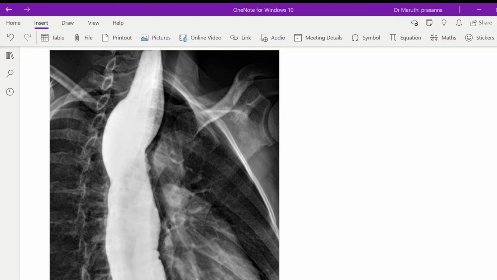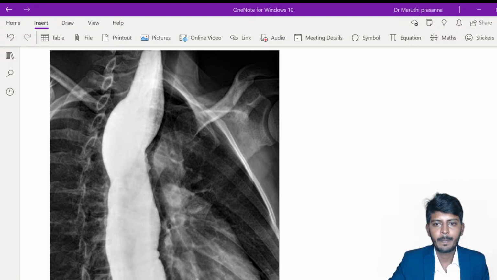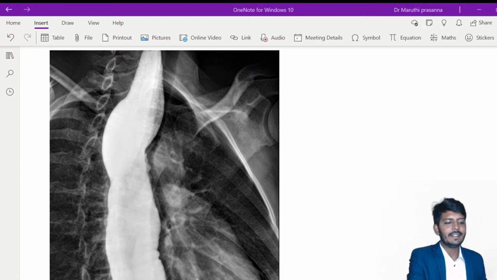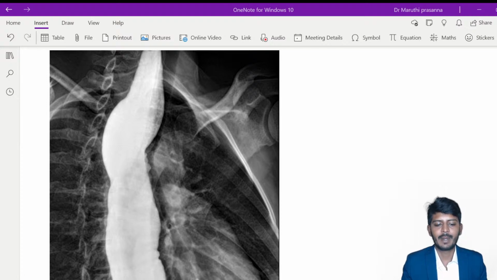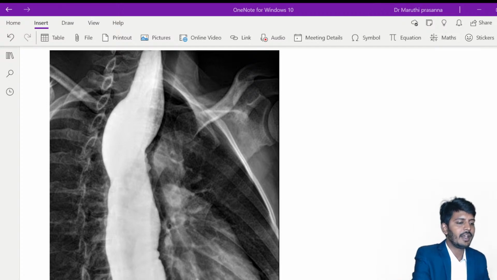All right, let's continue. So far we discussed non-contrast images in the GIT, which were very important for our FMGE exam and were previously asked. Now let's talk about the next group of images, which are the contrast-related images.